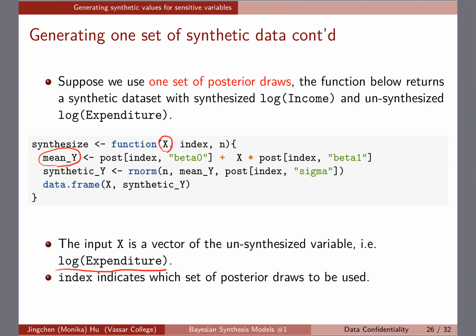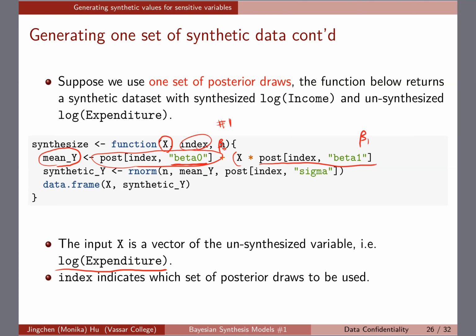The key here is that if my index is 1, I'm using the first MCMC iteration for the draw. So this post bracket index and then beta 0, that's a scalar, because that's the value for beta 0. And this is the scalar beta 1. This is the scalar for beta 0 at that iteration.